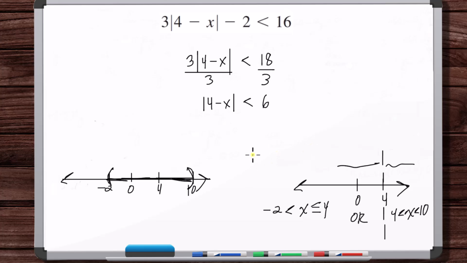From -2 to anything, from -2 to 10. So not including the endpoints. And that's the final answer. You plug in any value between -2 and 10 to this inequality, that will satisfy it.